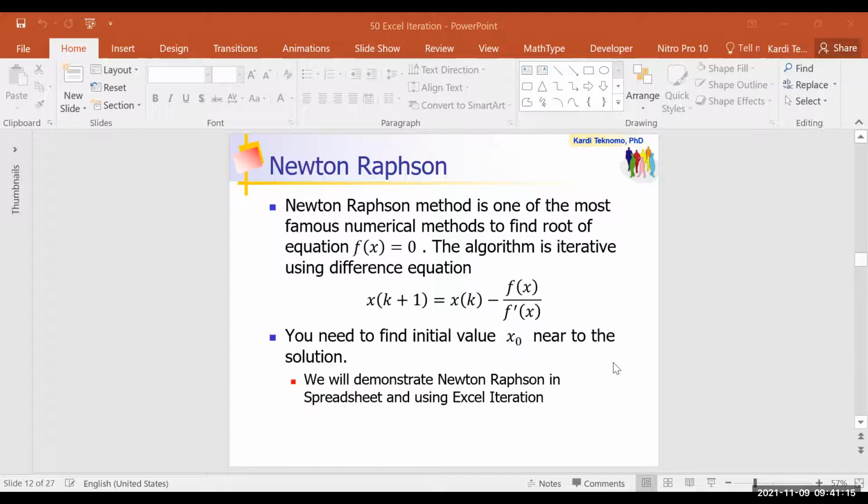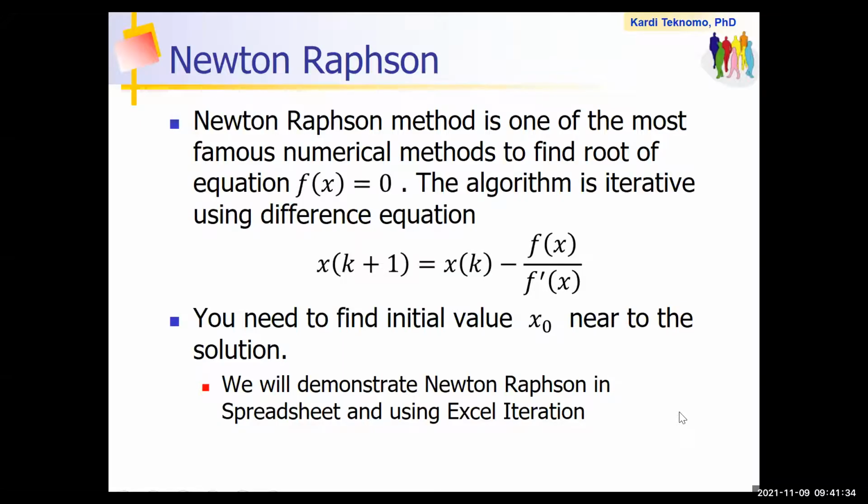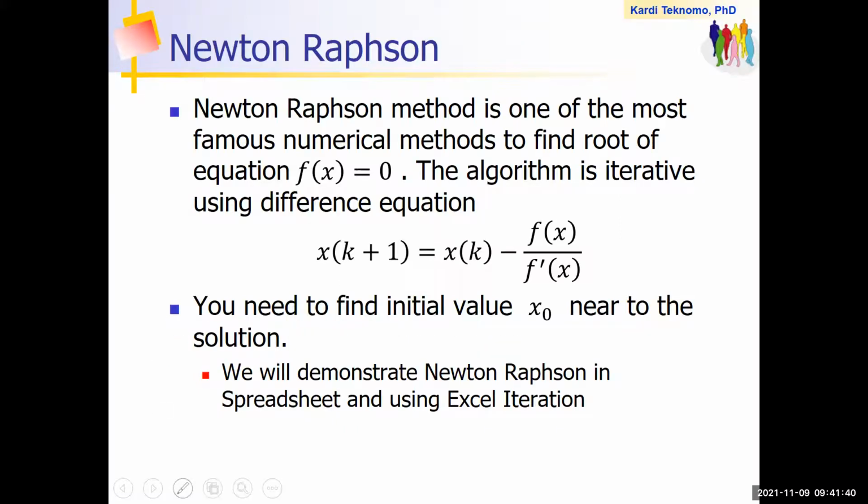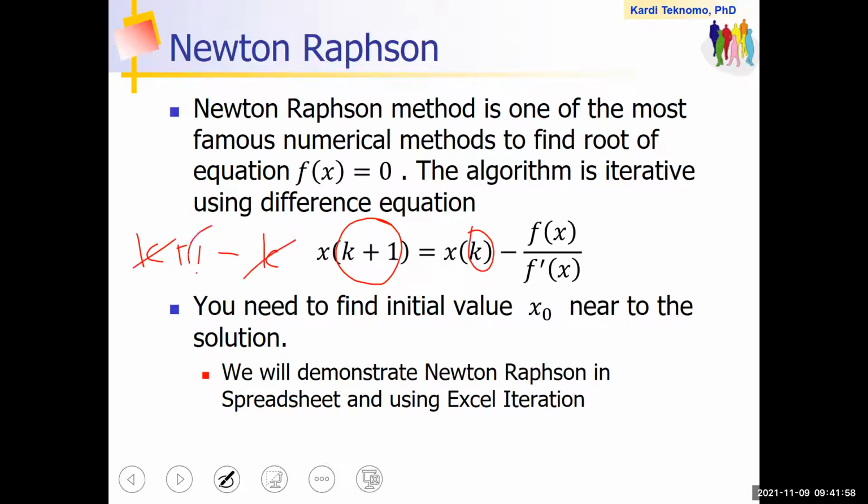To know the order of a difference equation, you look at the k value. In here, the largest k is k plus 1. The smallest k is k. So then k plus 1 minus k, that is the order. So the order is 1.